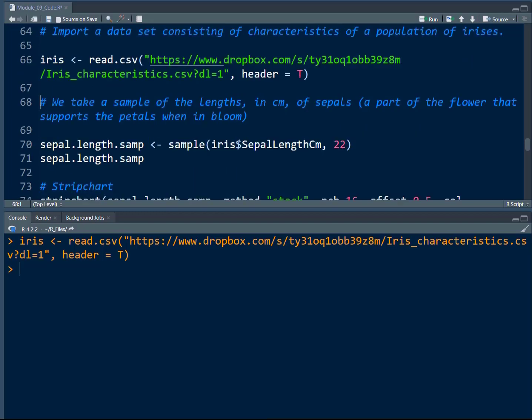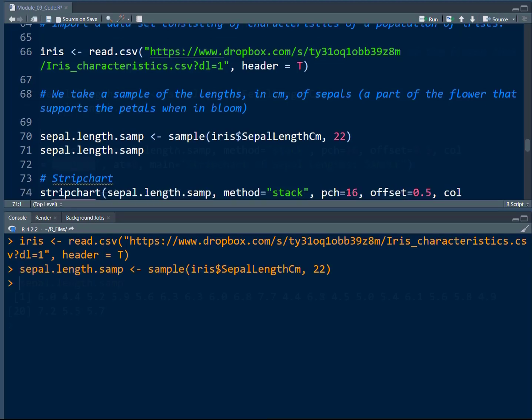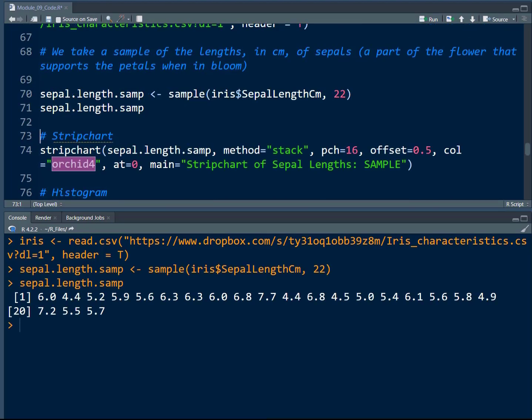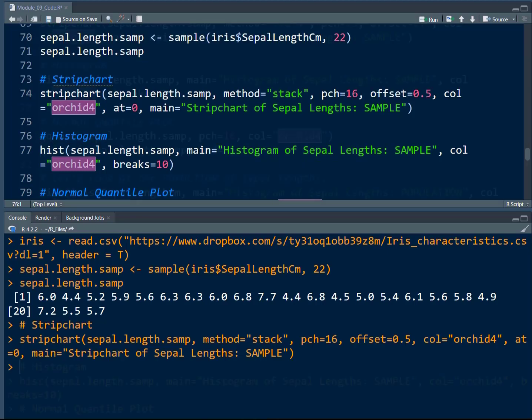Okay, we're going to take a sample of the lengths in centimeters of sepals, a part of the flower that supports the petals when it's in bloom. Let's investigate whether it would be a reasonable assumption to treat the population of sepal lengths as approximately normal. I'm going to create a strip chart, a histogram, and a normal quantile plot.